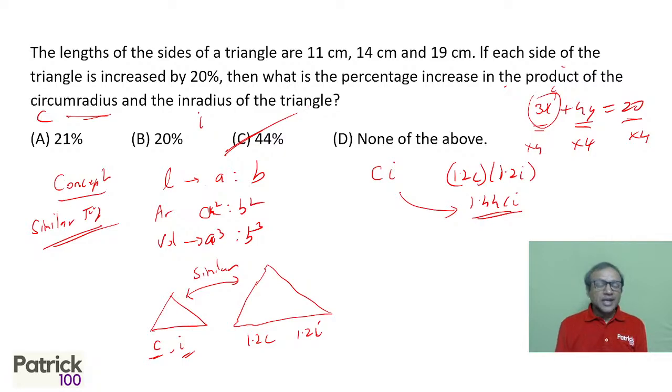So basically, it's a very common property used in geometry: if the ratio of the length is A is to B, the ratio of the area becomes A square is to B square, and the ratio of volume becomes A cube is to B cube. If I take circumradius C and inradius I for the first triangle, since the triangle is increasing, length is increasing by 20%, similar figures. So C and I are also lengths, they will also increase by 20%. So C will become 1.2 C, I will become 1.2 I. So total C into I for the first triangle, for the second triangle becomes 1.2 C into 1.2 I, which is 1.44 CI, an increase of 44%. So the answer will be 44%.